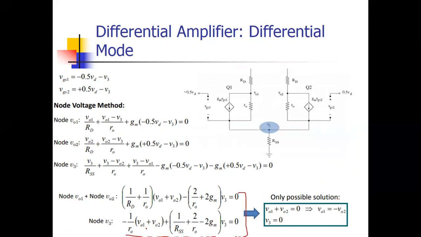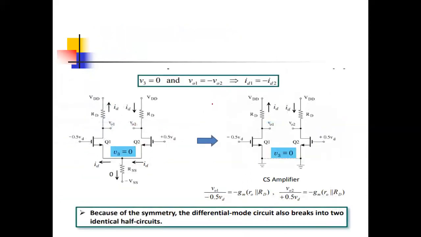Now in this equation, the V naught 1 plus V naught 2 terms can be cancelled out. Multiply the upper equation by this term and the lower equation by this term, so it will be cancelled out. When it is cancelled out, there will be a term only V3, so V3 will be 0. If V3 is 0, then V naught 1 plus V naught 2 equals to 0. So in short, V naught 1 is equals to minus of V naught 2. Means both outputs are opposite.